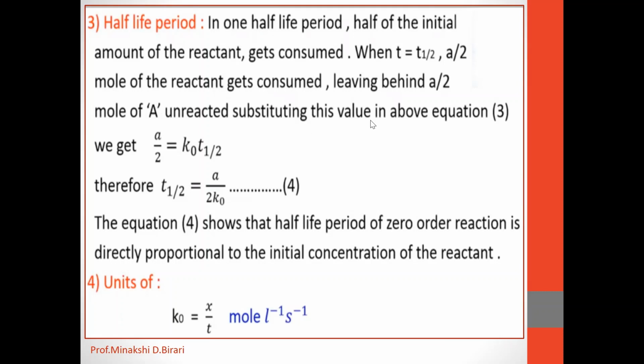Substituting this value in the above equation 3, we get a divided by 2 is equal to K0 into t. Instead of t, we put the value t1/2. So we get a divided by 2 is equal to K0 into t1/2. Therefore, t1/2 is equal to a divided by twice K0. We give this equation number 4.